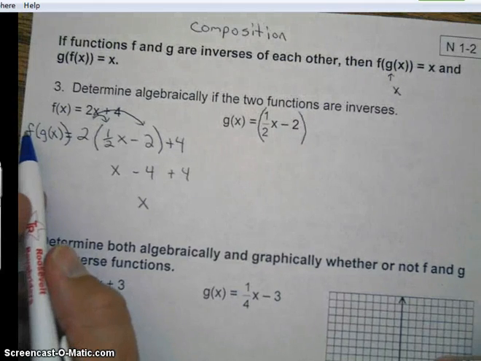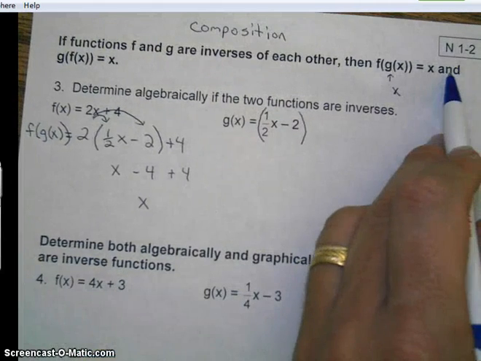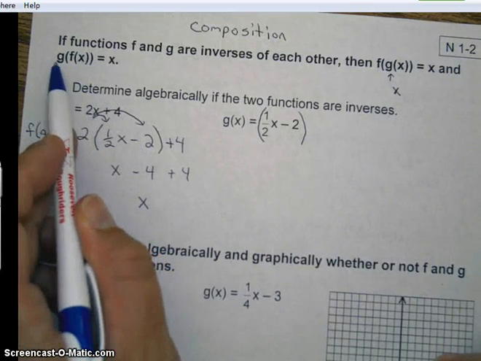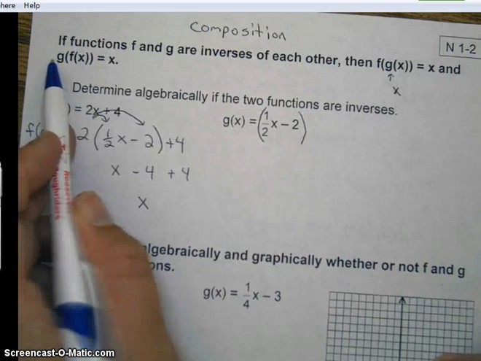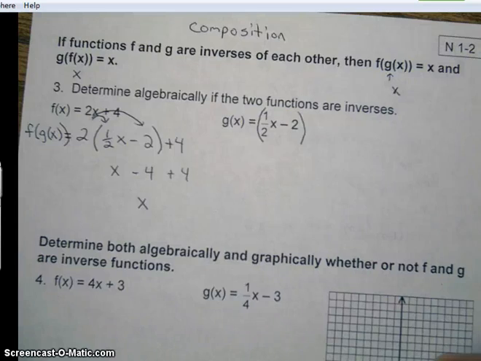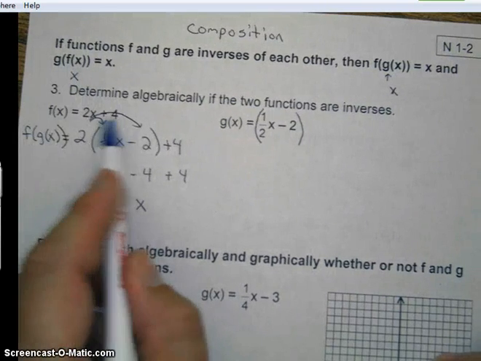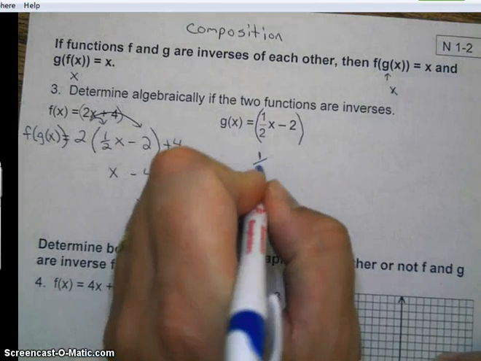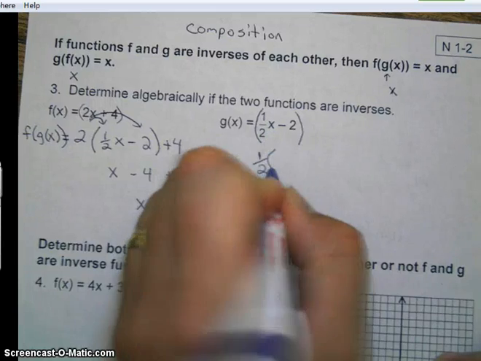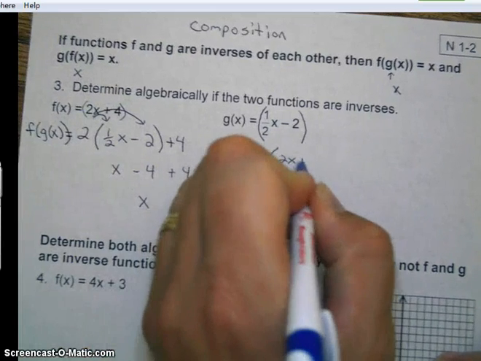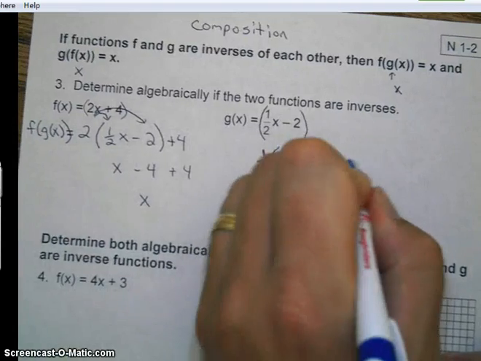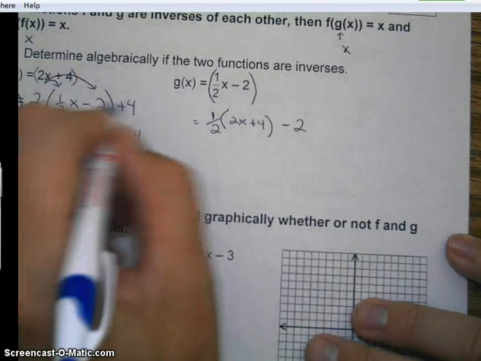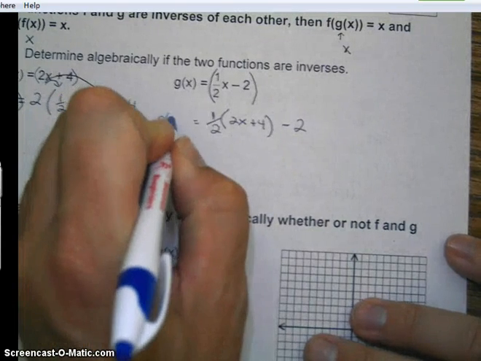Now, let's do it the other way around, because it says and. We're going to take function f and plug it into function g. Where? That's right, everywhere we see an x. So we're going to take this function right here and plug it into function g. So 1/2, there's an x. 2x plus 4 goes in, minus 2. This is going to be g of f of x.